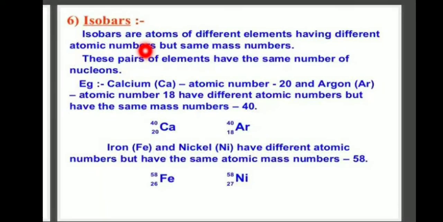Isobars. Isobars are atoms of different elements having different atomic numbers but the same mass number. For example, calcium, atomic number 20, mass number 40. Argon, atomic number 18, mass number 40. Therefore, different elements with the same mass number and different atomic numbers are called isobars.